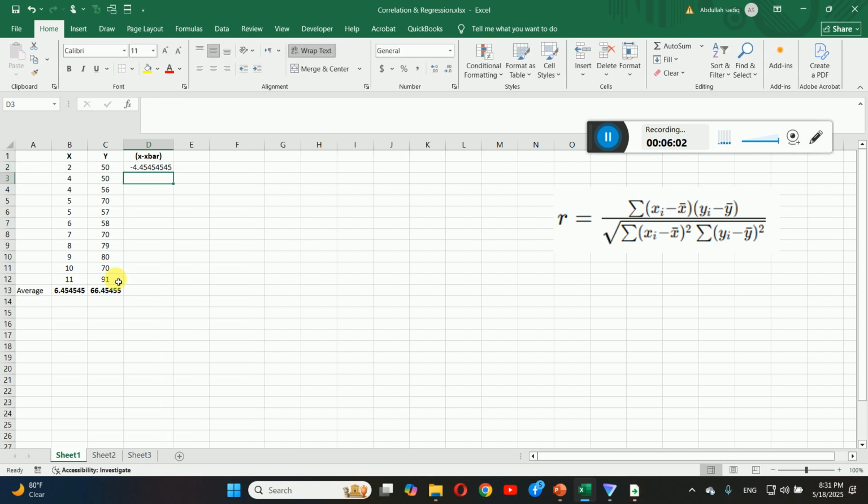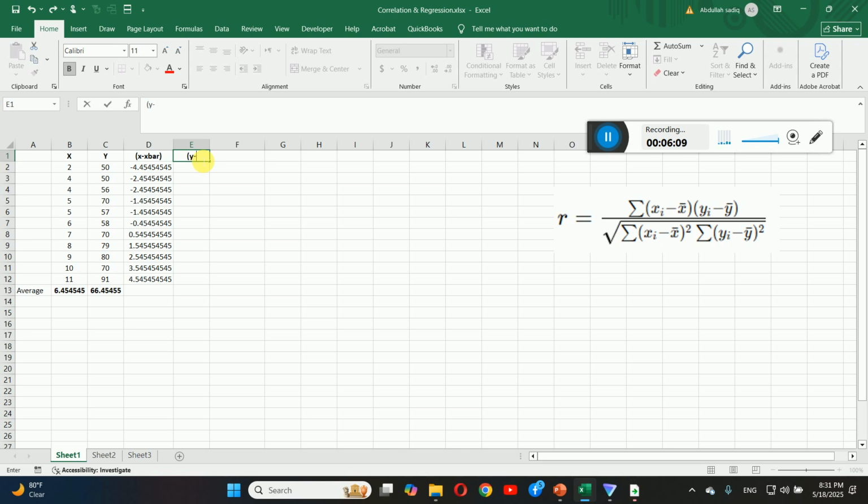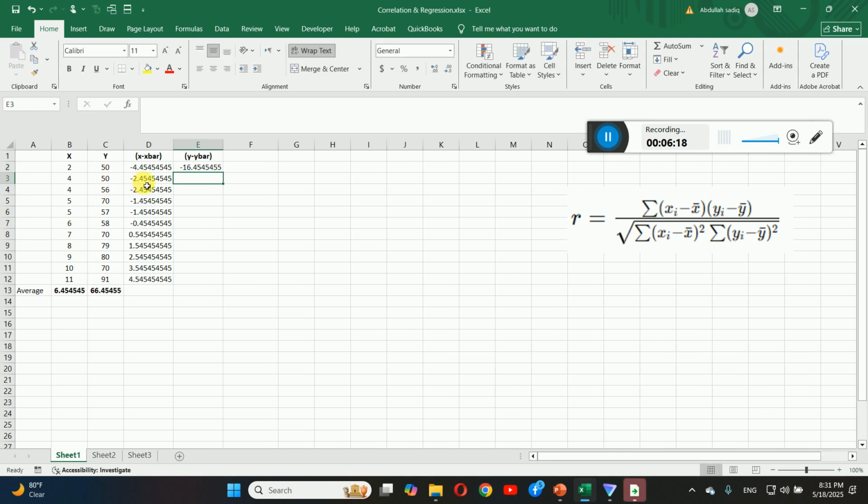Okay, press enter and just drag it down. Then you have x minus x bar, and then we find y minus y bar simply. From each value of y, just subtract this value. Let's press enter, F4, press enter and drag it down. These are y minus y bar.